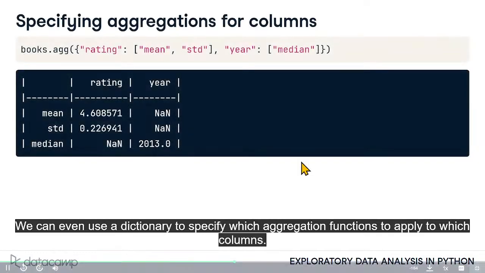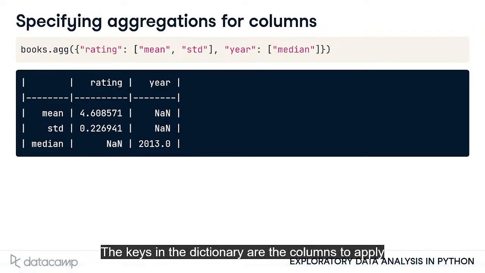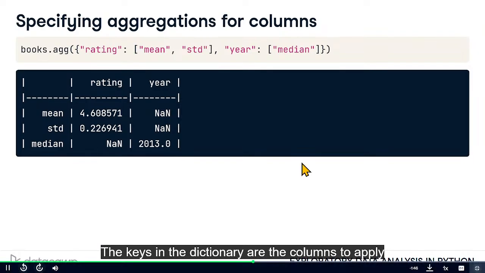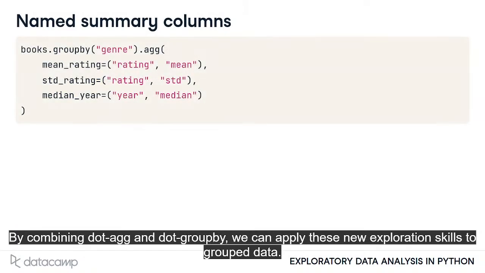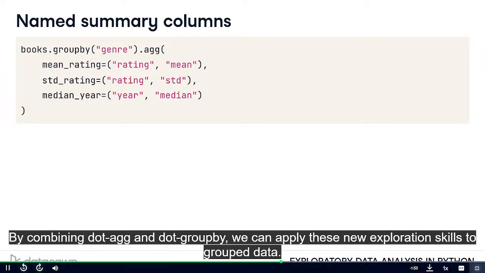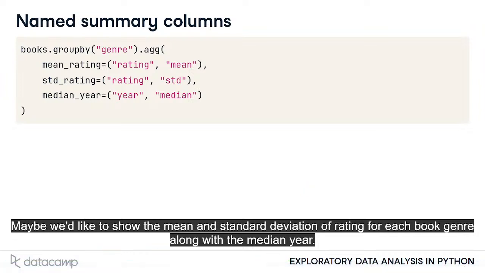We can even use a dictionary to specify which aggregation functions to apply to which columns. The keys in the dictionary are the columns to apply the aggregation, and each value is a list of the specific aggregating functions to apply to that column. By combining .agg and .groupby, we can apply these new exploration skills to grouped data. Maybe we'd like to show the mean and standard deviation of rating for each book genre along with the median year.